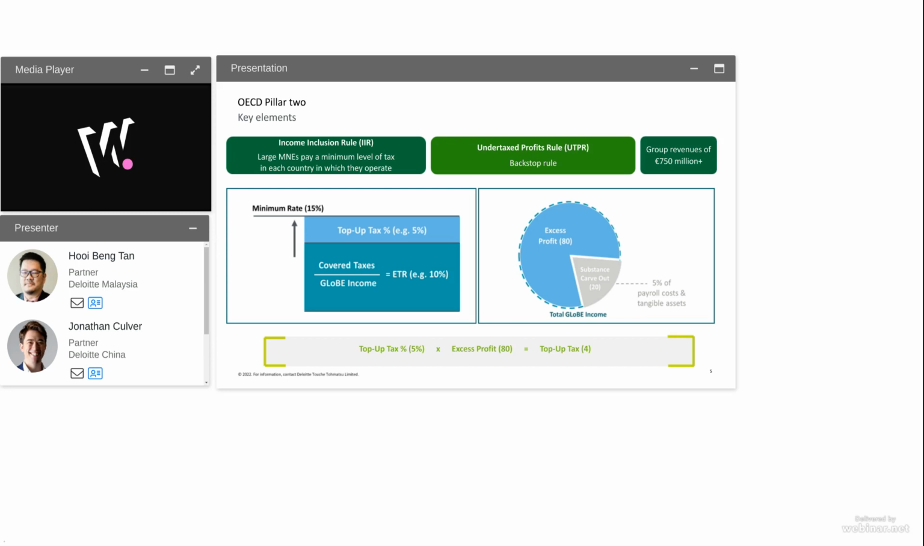Of course, the all-important topic which has been dominating the conversations of late is whether countries each have a domestic minimum tax, which I know we're going to talk through in some detail today. That really could shake that policy up a little bit. Hoi Beng, that's a quick recap. I think I'll pass back to you for a quick polling question.